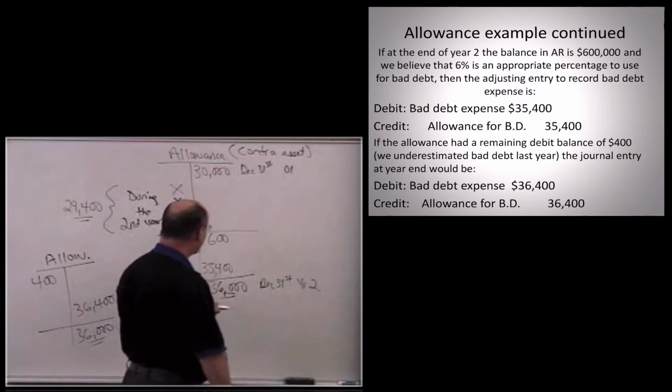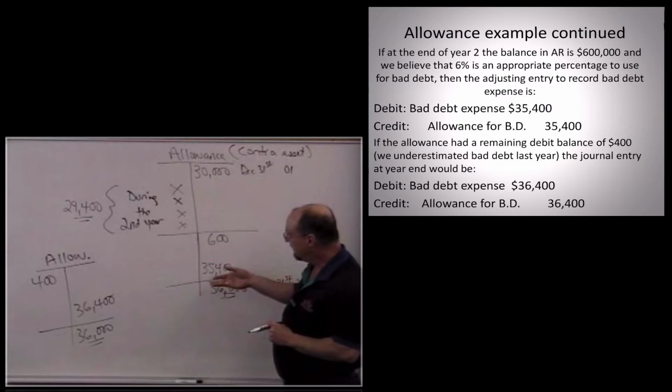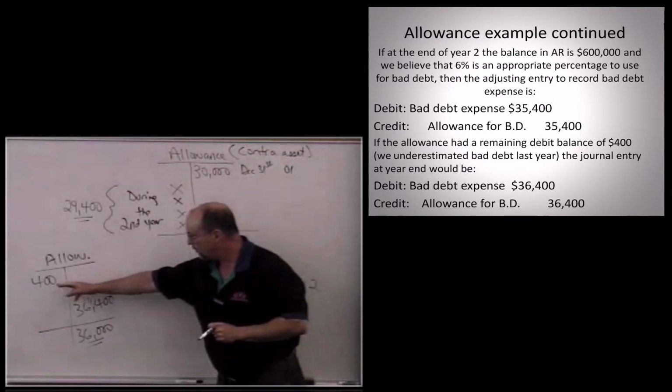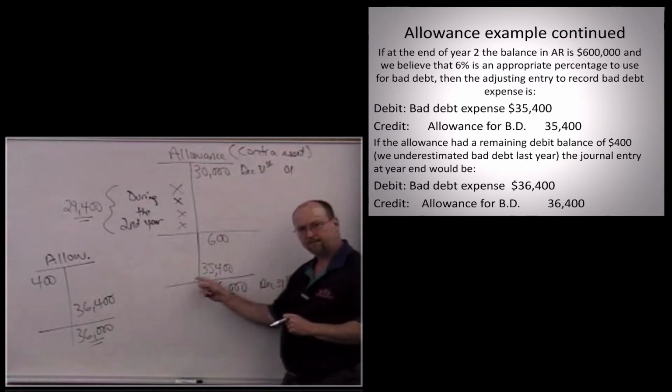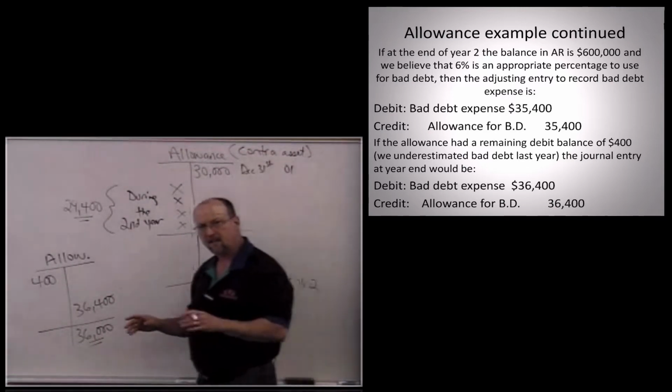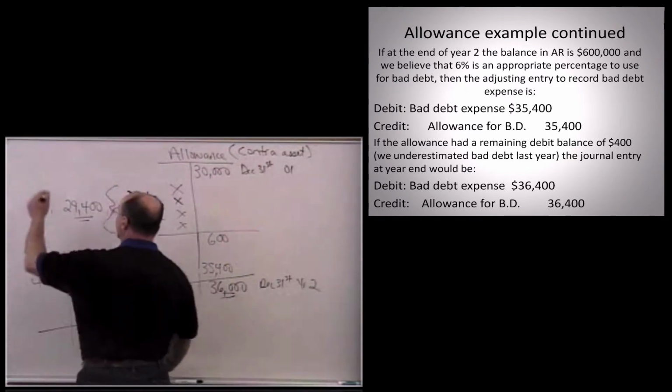Okay? So it's important as to whether any remaining balance in the allowance is a credit balance or a debit balance, because it's going to affect what my adjusting entry is. Okay, so you have to be comfortable with that. Now, let me just give you a little diagram that you may find useful up here.